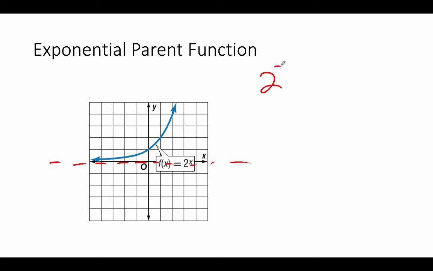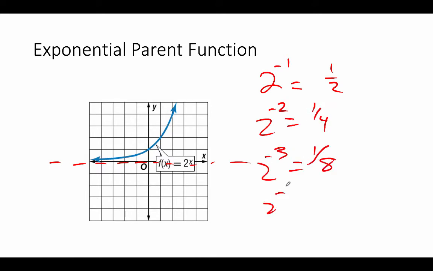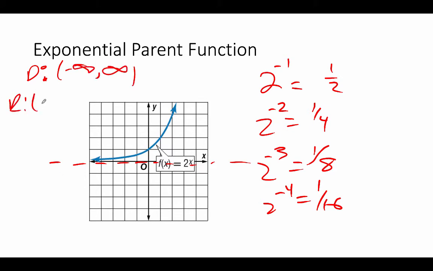But if I raise 2 to a negative number, 2 to the negative 1, if x is negative 1, I get 1/2. And 2 to the negative 2 is 1/4. And 2 to the negative 3 is 1/8. And 2 to the negative 4 is 1/16. So as I go out here in negative land, I get closer and closer to 0. So my domain, I can put anything in there for x to be raised to a power. My domain is negative infinity to infinity, but my range, I'll never actually get 0. My range is 0 to infinity, but now I need the parenthesis.